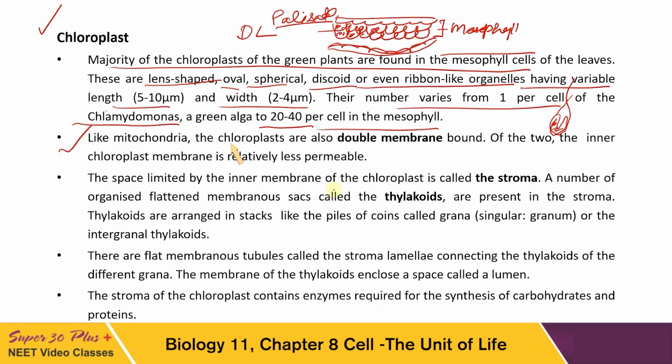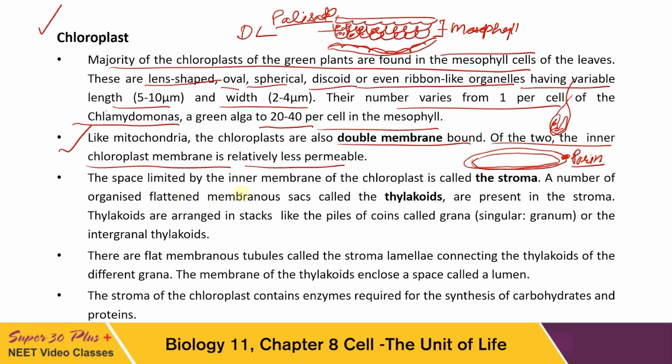Like mitochondria, chloroplasts are also double membranous structures. This is the outer membrane and this is the inner membrane. You see the difference? But the inner membrane is not projected like cristae here. Of the two, the inner chloroplast membrane is relatively less permeable. The outer membrane has porins, like mitochondria and bacteria.